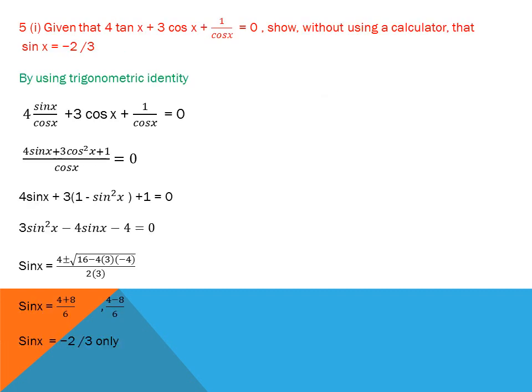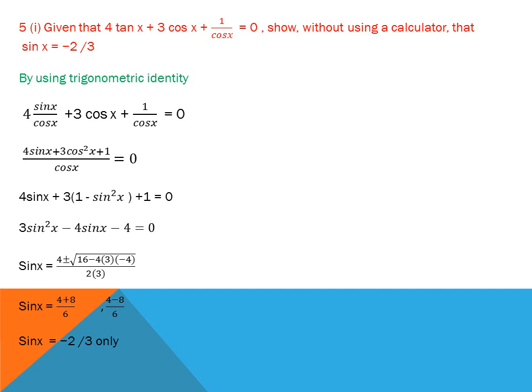In question number 5, given that 4 tan x plus 3 cos x plus 1 over cos x is equal to 0, show without using a calculator that sin x is equal to minus 2 by 3. This question is related to the trigonometric part. In P1, there are only some identities which we use: the tan identity, secant, cosecant identity, and cot identity. There is no other identity which is used in P1.